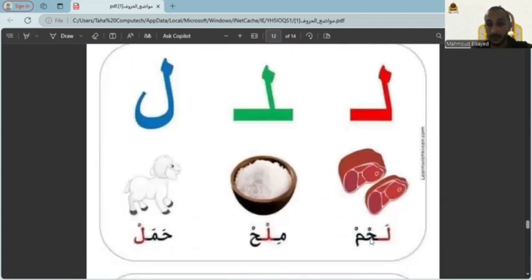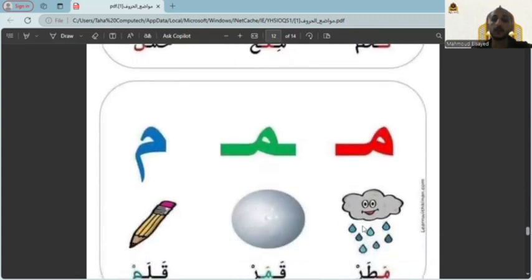Moving on, we have the lam. The lam also can come at the beginning of the word, in the middle of the word, or at the end of the word. Like here, a beginning position, lahm, which means meat. Malh, which means salt, and hamal. Hamal, which is here, is a final position.